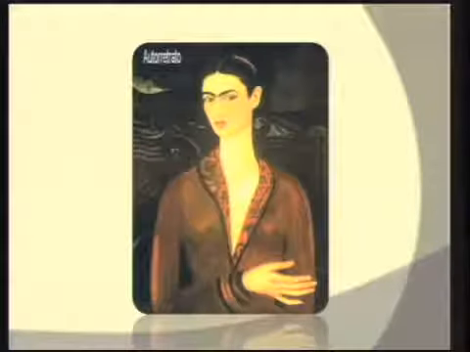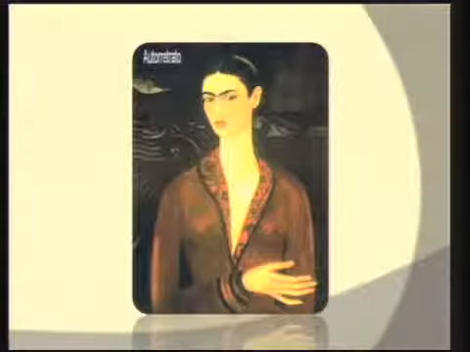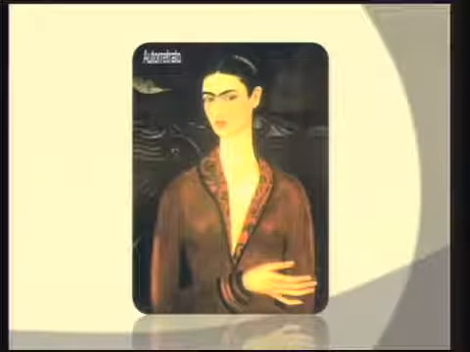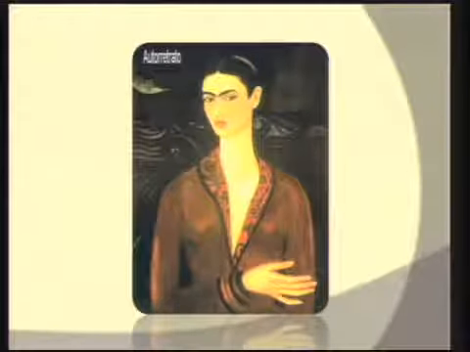Frida Kahlo pintó un montón de autorretratos. She painted a ton of self-portraits. Un montón de autorretratos. Aquí está muy guapa y elegante. In this one, she's very pretty and elegant. It's not the same in all of them. Okay.